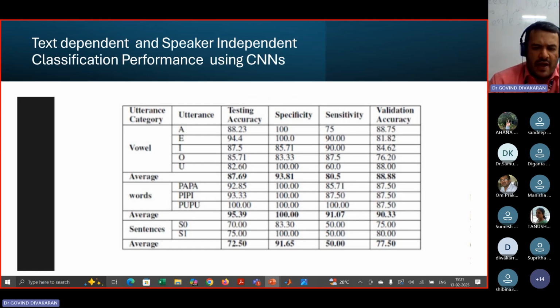When you are doing this kind of study for sentences, most of the patients face a lot of difficulty in completing certain sentences because of their stroke condition, because of the hemiparesis and hemiplegia, etc. So the sentence accuracy was a little bit low compared to what we got for the vowel and word level performance.